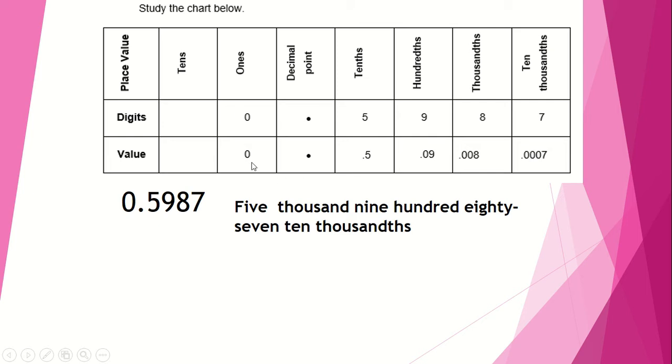So how about the value? Since the place value of 5 is tenths, the value is 0.5. The place value of 9 is hundredths. Its value is 0.09. The place value of 8 is thousandths. It is the third number from the decimal point, so we will have 3 decimal places. So it should be 0.008. The value of 7 is 0.0007. So this is read as 7 ten thousandths.